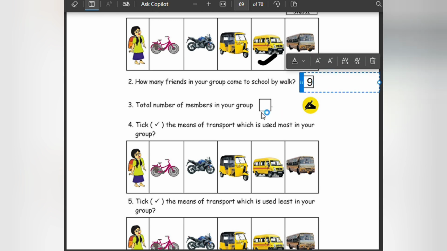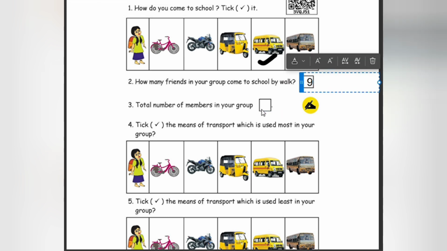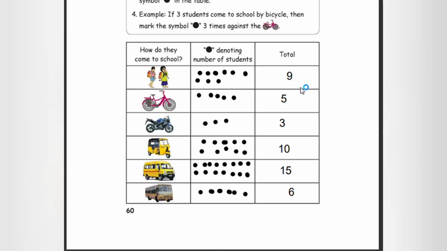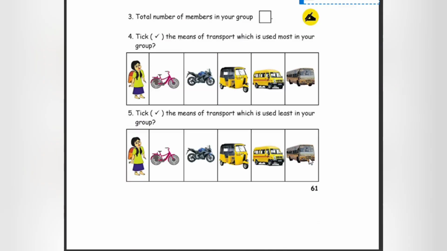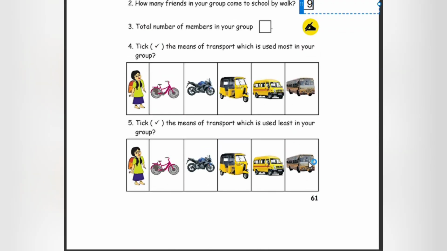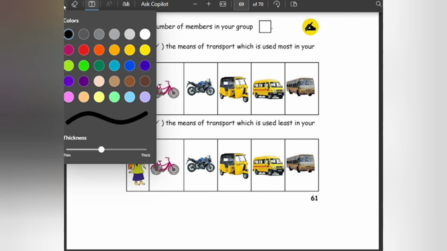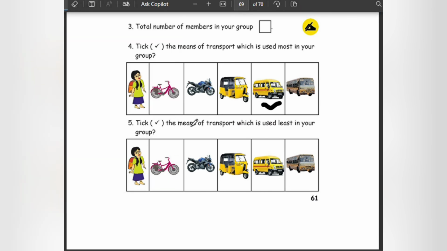Okay, so 9. Total number of members in your group. So how many will be there that you can count and write? Okay. Then tick means of transport which is used most in a group. Most in a group using what means of transport? Van. Least group by walking.